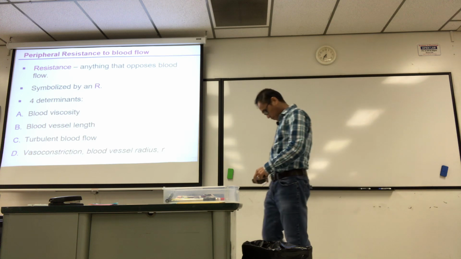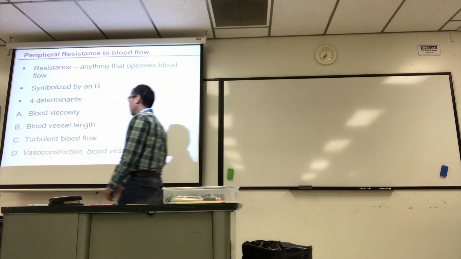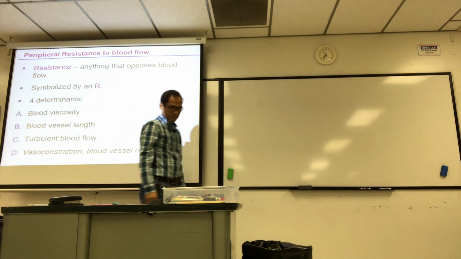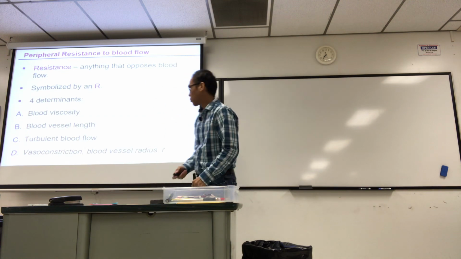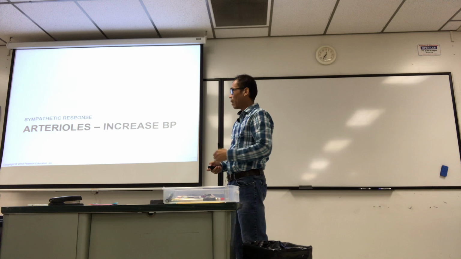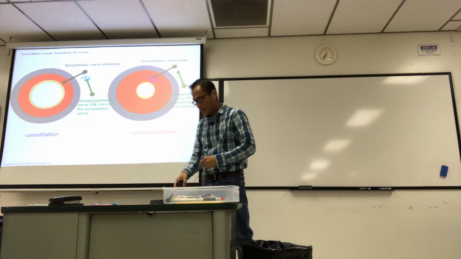Pick it up where we left off. All right, so the last thing in your notes is about the vessel radius, how it affects the resistance to blood flow. And so that'll be the first thing I talk about, the sympathetic response of arterioles and how it increases BP.